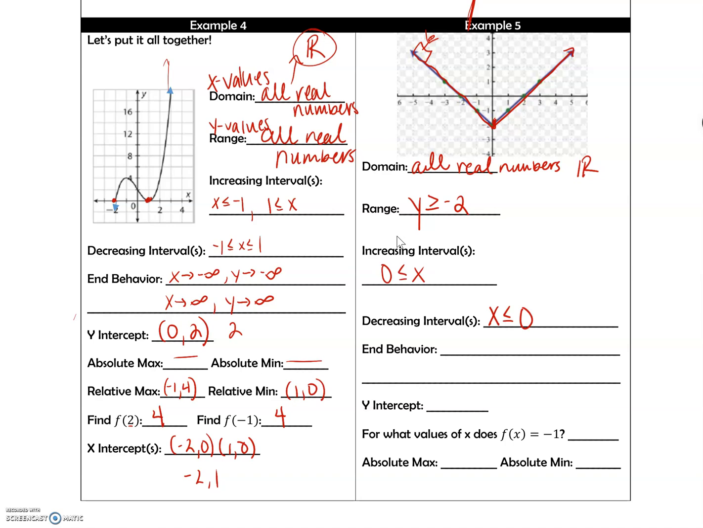0 to infinity. So we want our x value to be the big number in our increasing because it's going to the big numbers. And in our decreasing, we want the x to be the small value because it's getting smaller. Our end behavior, as our x values are getting smaller, our y values are getting bigger. So as x approaches -infinity, y approaches positive infinity. And as our x values get bigger, so as x approaches positive infinity, our y values are also getting bigger. So y will also be approaching positive infinity.